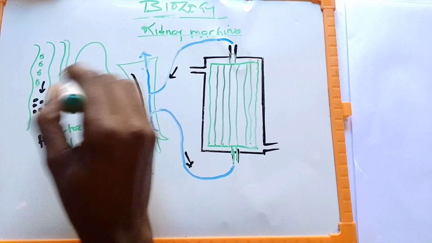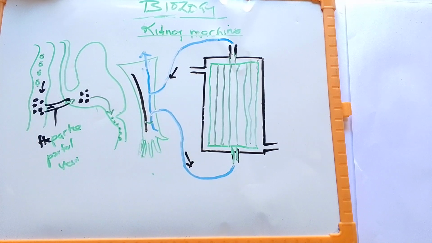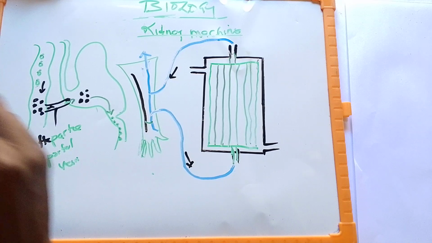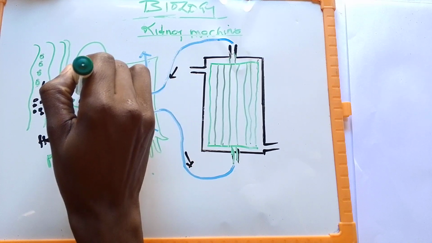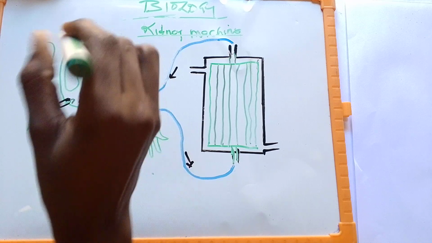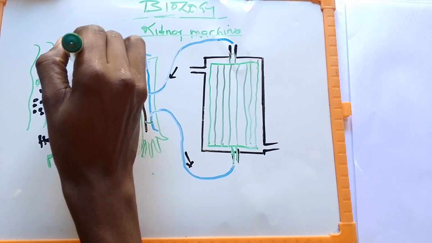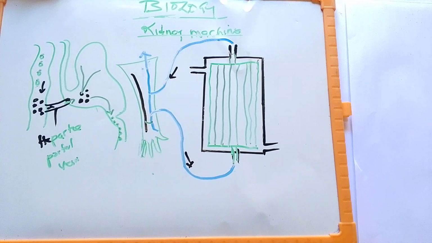Then the excess amino acid which will remain will be converted back into carbohydrate. So this part, let's say we put it here, this excess, you find that we have the excess amino acid here.